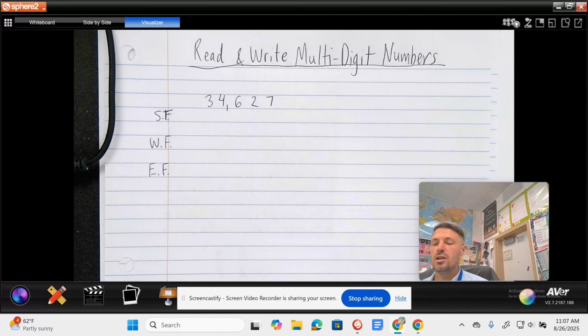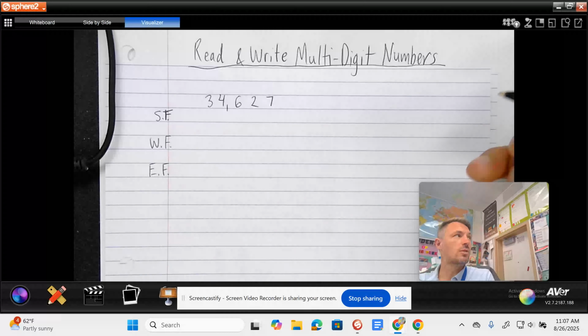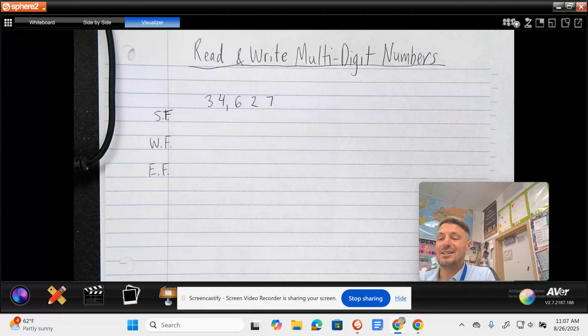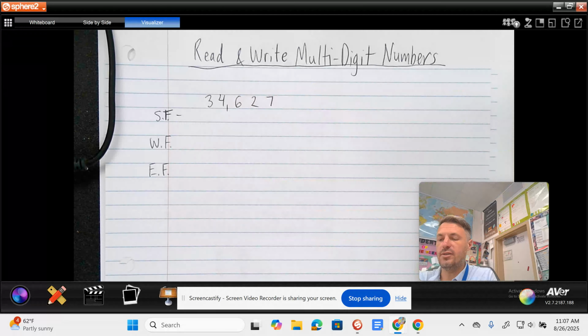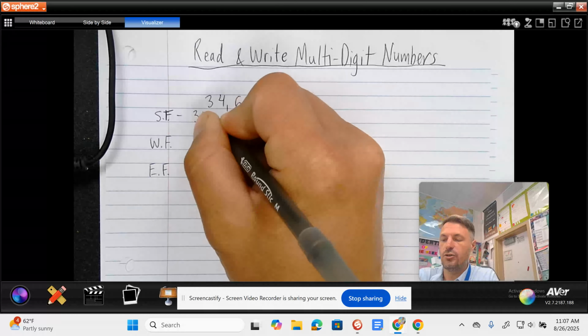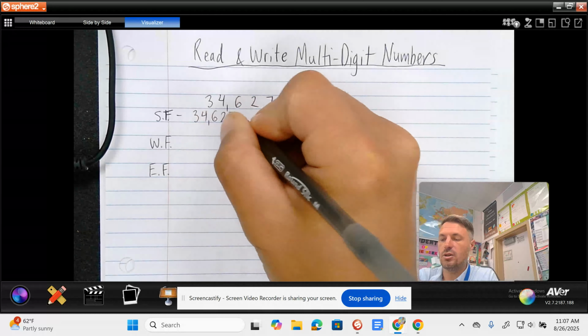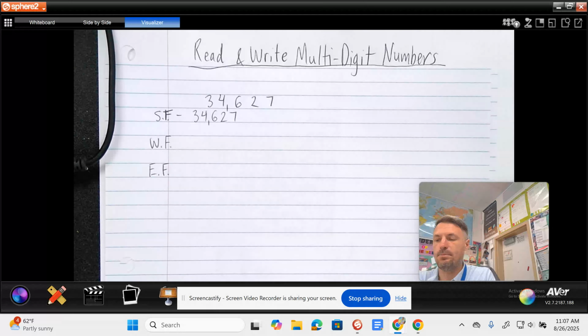Now, standard form really just means normal form. So when we write a number in standard form, we just write it the regular way with digits. So the way we write 34,627 in standard form is just 34,627. It's exactly the same.